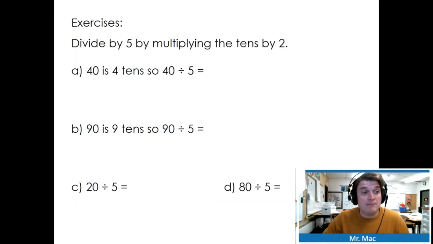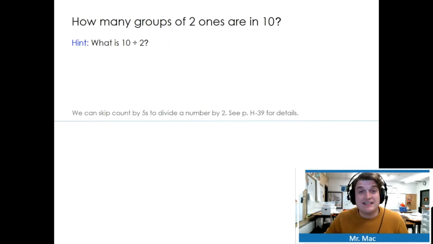Now we're going to divide by 5 by multiplying the tens by 2. We know that 40 is 4 tens, so 40 divided by 5 equals this number times 2. 4 times 2 is 8. Try the next 3. Instead of groups of 5, what about groups of 2?